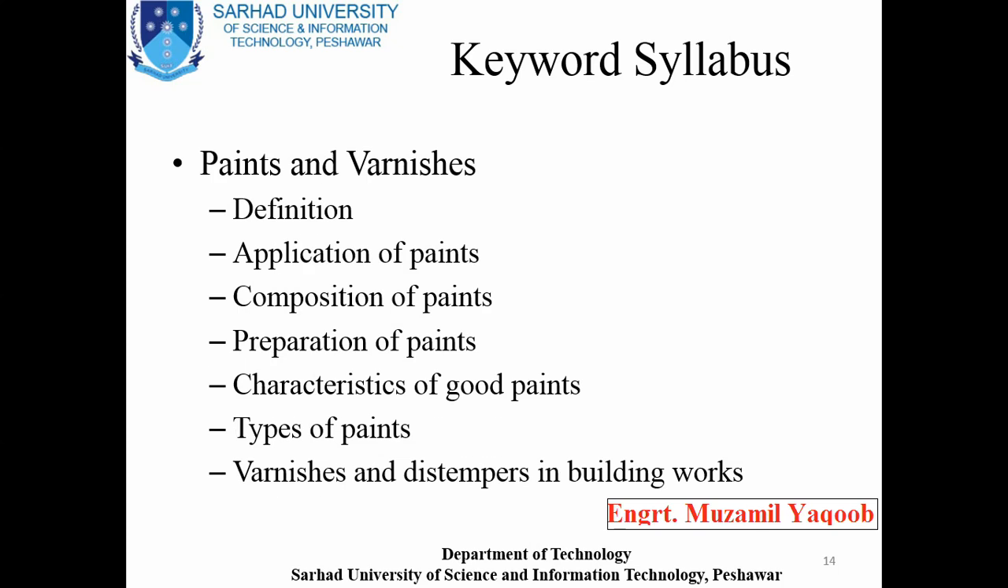Now paints and varnishes. As we know, paint is a substance used as a final finish to all surfaces and as a coating to protect or to decorate the surface. So we will study that, then its composition and preparation process. In this chapter we will also discuss paint characteristics, especially good ones. For example, it should have a good body or spreading power. It should form a durable resistance.